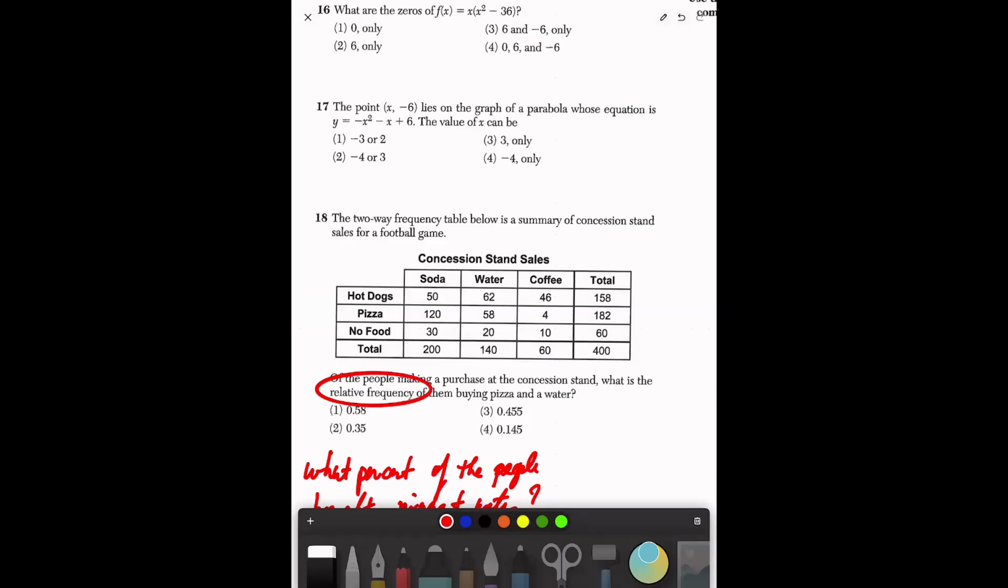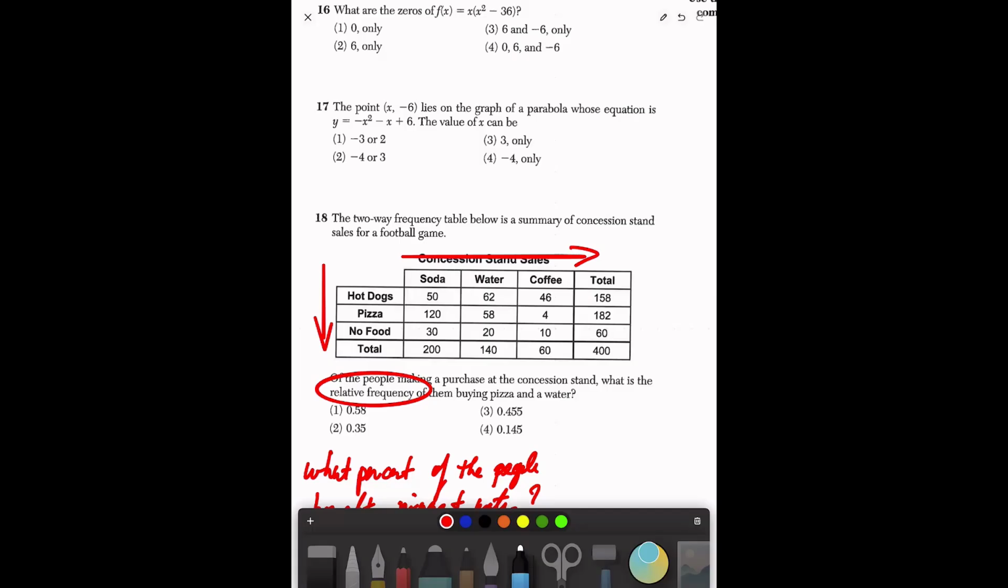This is a two-way frequency, so it says two-way frequency table below is a summary of concession stand sales for a football game. And so this column over here has some food items, and then over here this has some beverages, right? And that's what a two-way frequency is. It usually has something kind of going horizontally and something going vertically. And basically what we need to do is look to find where those horizontal and verticals intersect.